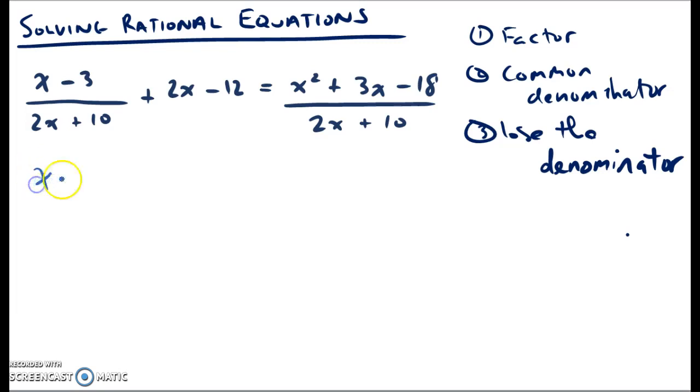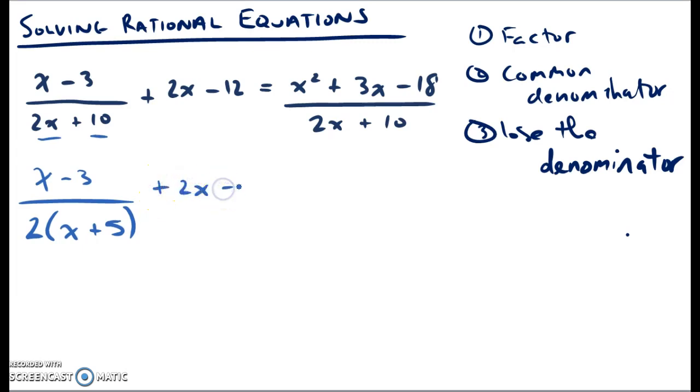So we've got x minus 3 over, we're going to take out the GCF out of both of these terms. So 2 is the greatest common factor, and we're left with x plus 5. And that's going to make it way easier for us to find a common denominator later. Plus 2x minus 12. And that's all over 1.